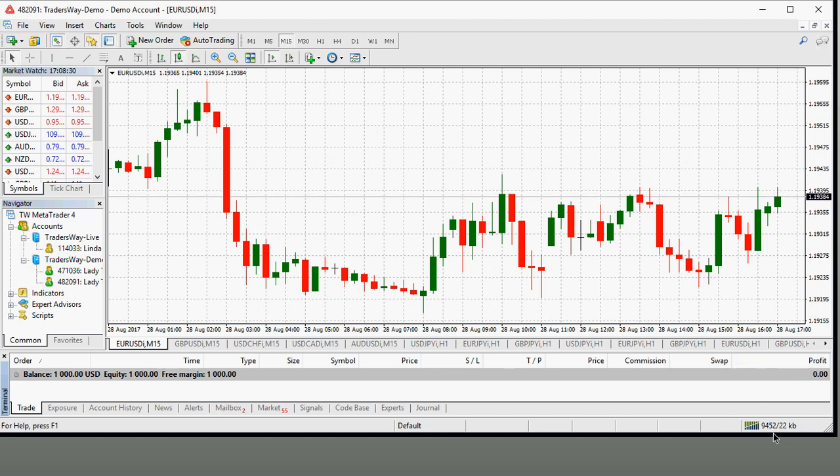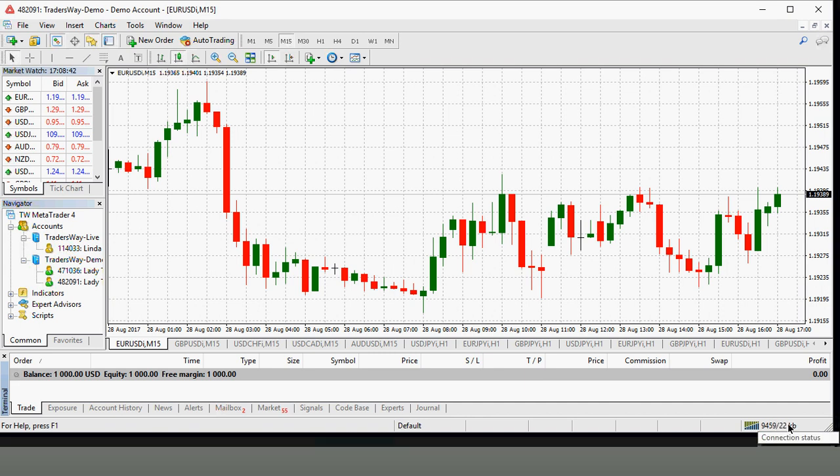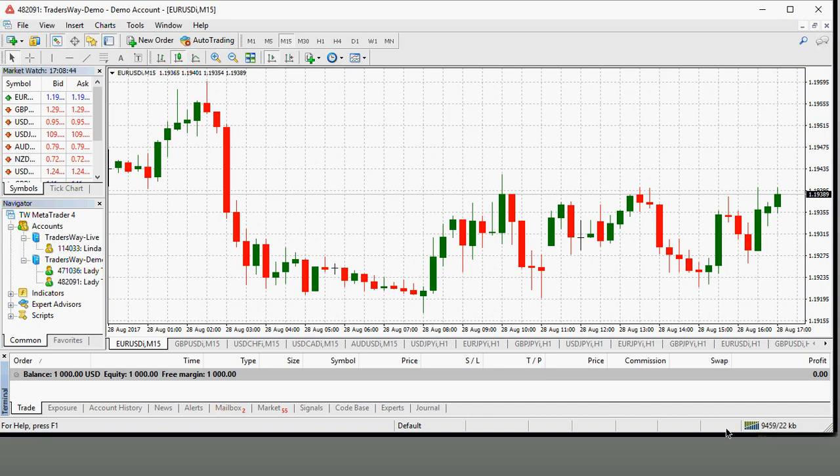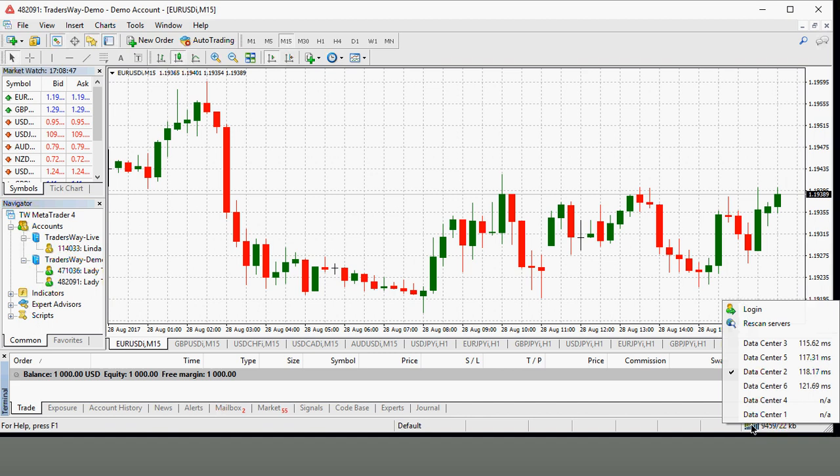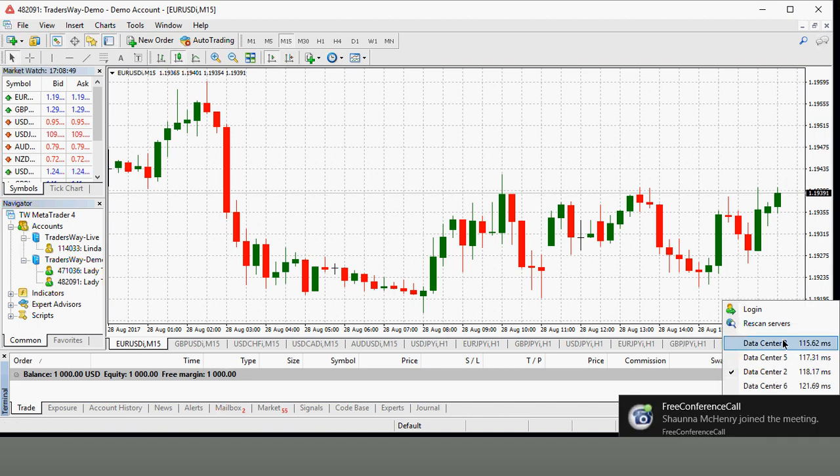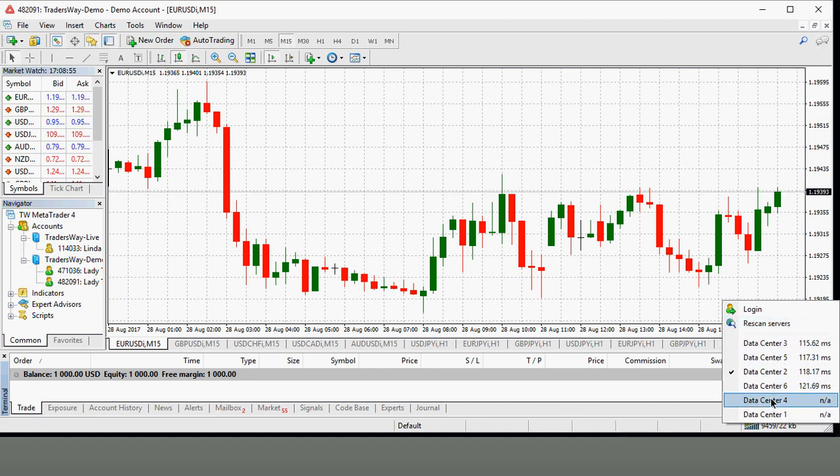Remember down here in the right-hand corner, if ever this is red or if ever this is a very, very low number, it means that your connection status is kind of poor. So you definitely want to either log out, log back in, or you can actually adjust it by clicking on it, and then you'll have other data centers to choose from. Rescan your servers if need be so that you can kind of get a better connection.